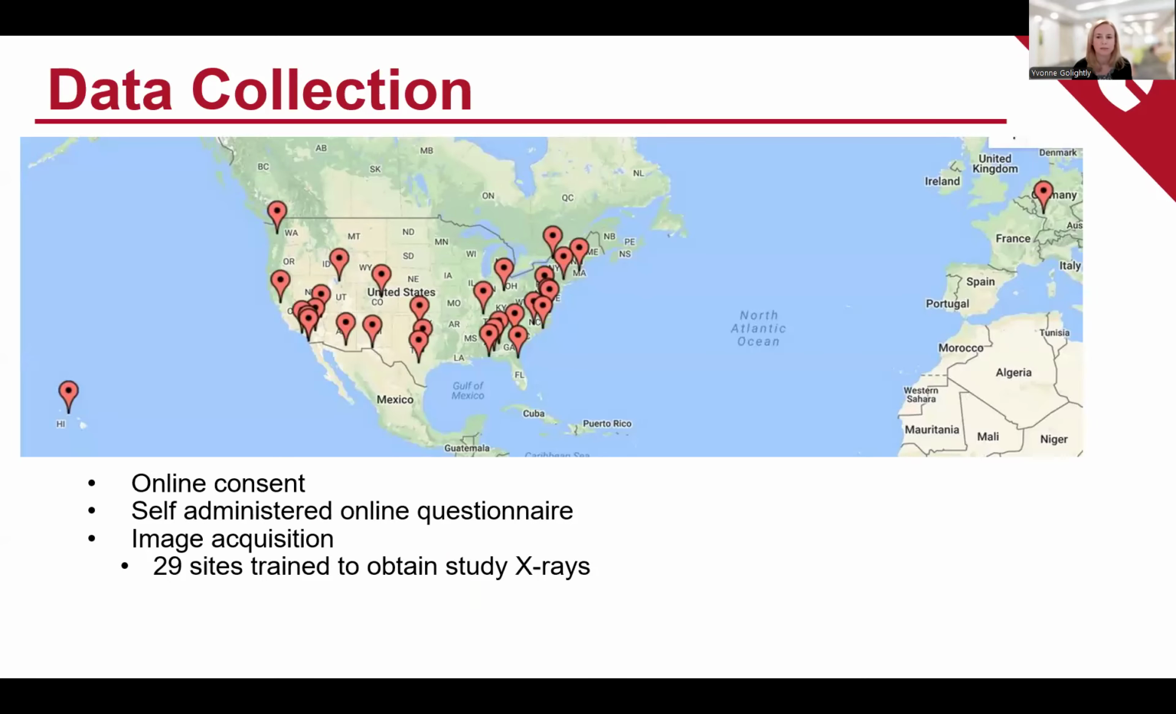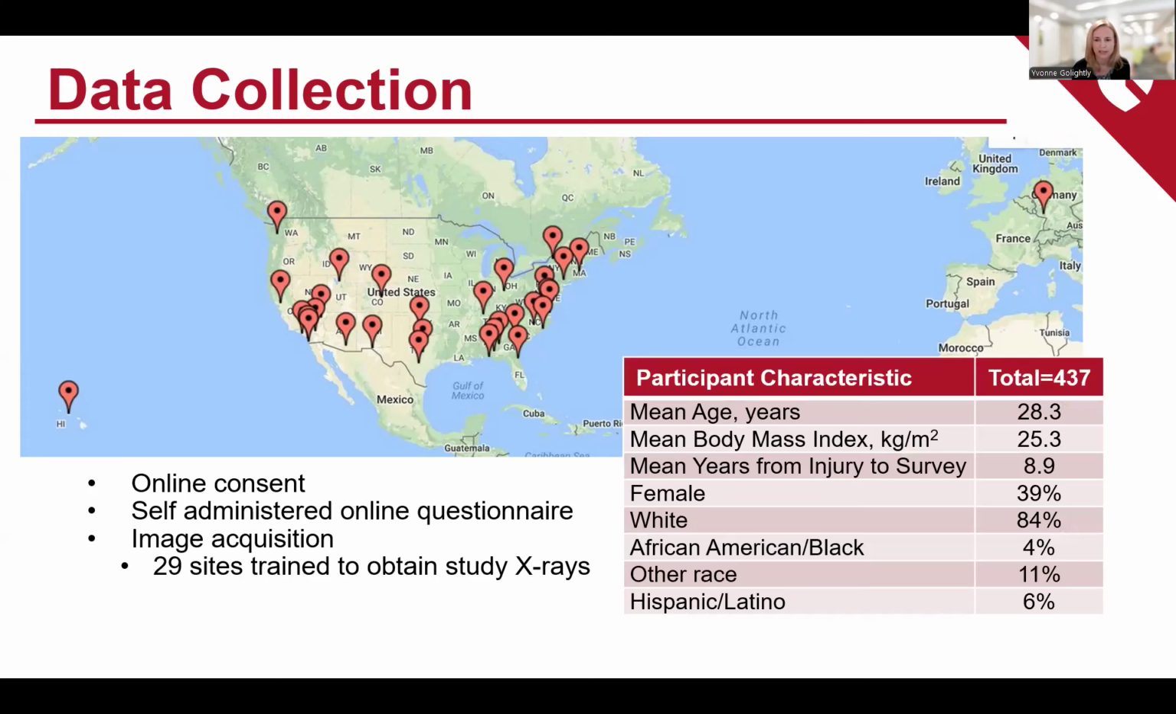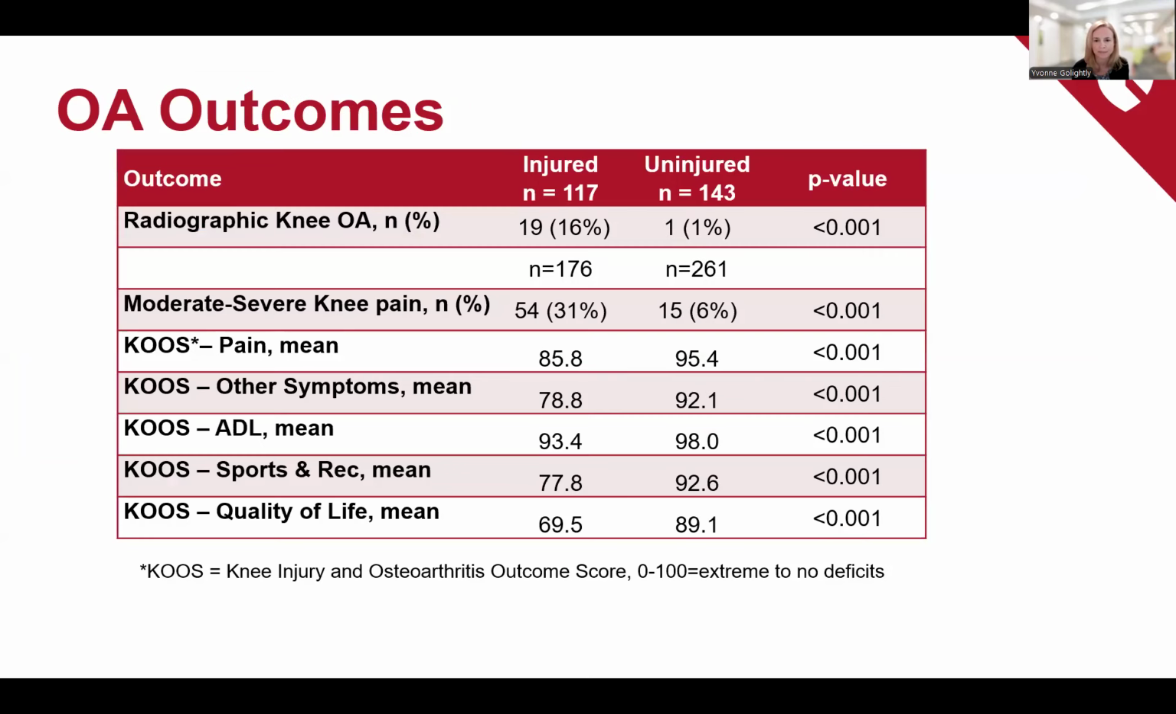Participants were consented online and completed online questionnaires about their knee health. We also worked with 29 military sites to set up a standard knee radiograph protocol so that we could determine the presence of radiographic knee OA. At the time of data collection, the mean age was 28, mean BMI was 25. There had been an average of 9 years since their injury. 39% were female and most were white.